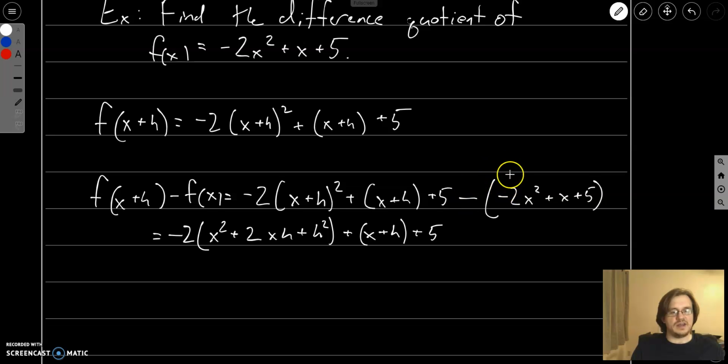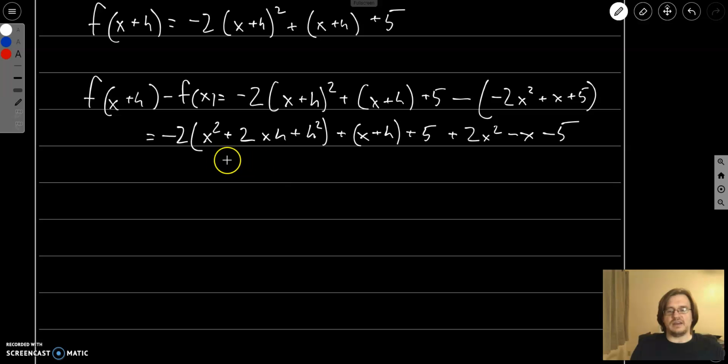So negative 2x squared, the negative signs will cancel out. Negative plus x is minus x. And negative 5 is going to be negative 5. So far, so good. And now I'll start noticing some things. Since I'm adding x plus h, and all I'm doing is adding, it doesn't matter if I have parentheses in here. So there's a couple of things that cancel right away. I have a plus x and a minus x, and a plus 5 and a minus 5.